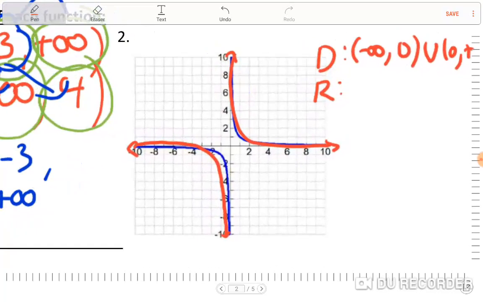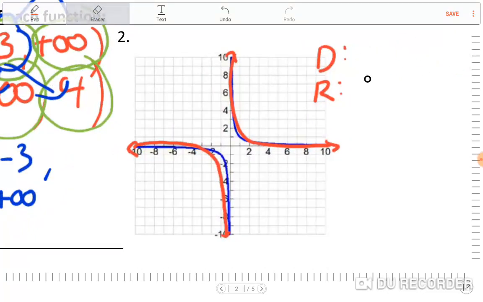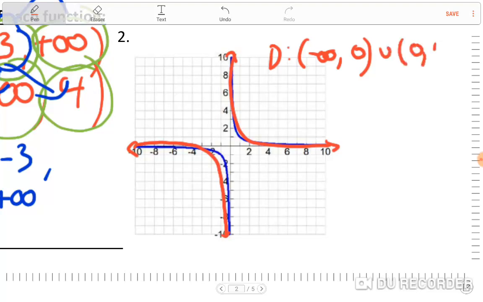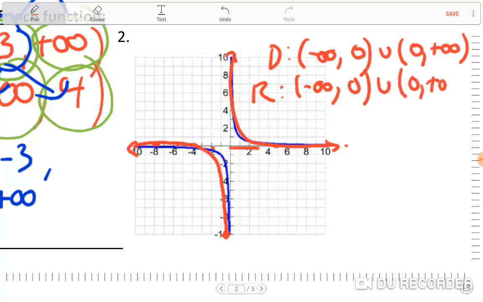Let me see if I can write this again. So my domain is from negative infinity to 0 union 0 to positive infinity. The range, okay, on this first branch, we are going all the way down to negative infinity. But then when we go up, we also have a horizontal asymptote when the y is 0. So we're stopping at 0, starting again 0 to positive infinity. The domain and the range are actually the same.